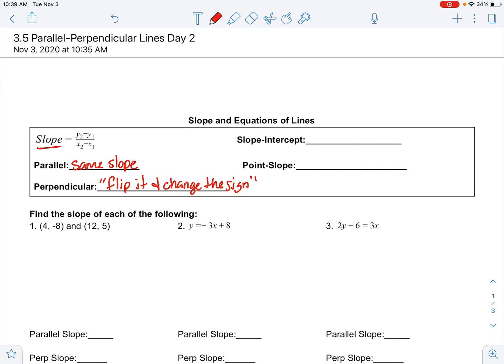So the first thing I want you to do is I want you to tell me what the equation for slope-intercept form is. Okay, so slope-intercept form, you should have chosen y equals mx plus b. And then we also learned how to use our point slope form, which was y minus y1 equals m times x minus x1. So we're going to practice this today.